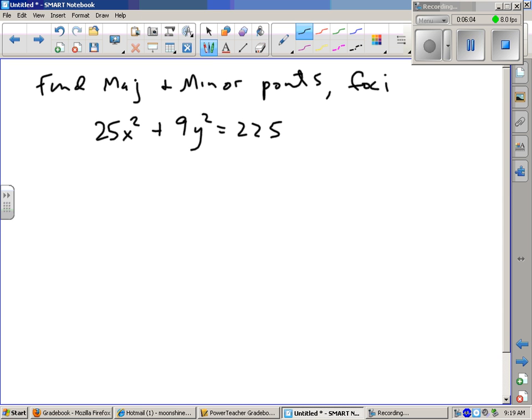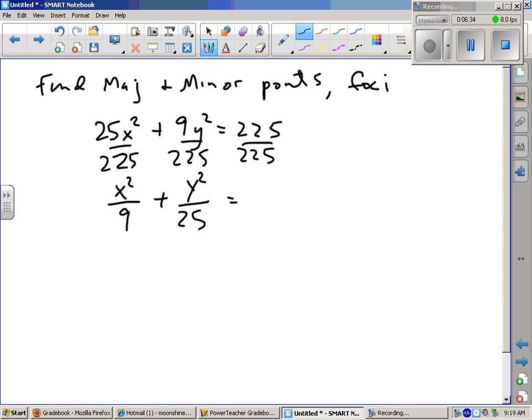Now that's not exactly in the form we had before. Before we had an a and a b underneath, and we had a 1 out here at the end. So I'm going to force it to be a 1 by dividing by 225, and then I'll have to do it to everything to keep the peace in our equation. So 25 divided by 225 gives x squared over 9. 225 divided by 9 gives y squared over 25, and this becomes 1. Now it looks a lot better. Our major axis this time is the y.